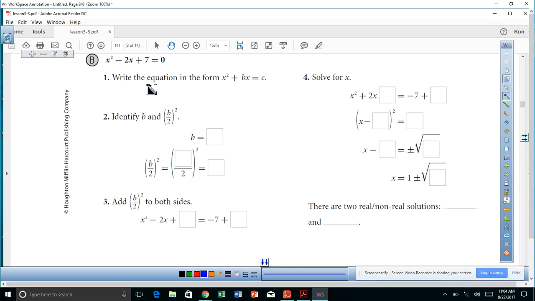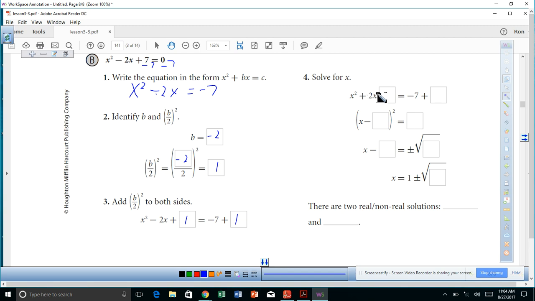So we want to write the equation in the form of x squared plus bx equals c. So we're going to subtract 7 from both sides, and that's going to give us x squared minus 2x equals negative 7. Then we want to identify b. b is negative 2. So we have negative 2 over 2, which gives you negative 1 squared, which is 1. We're going to add 1 to both sides.